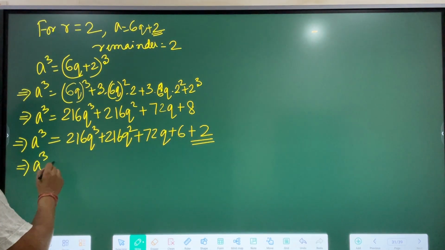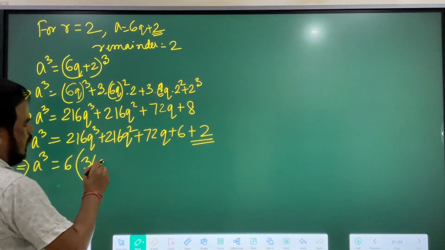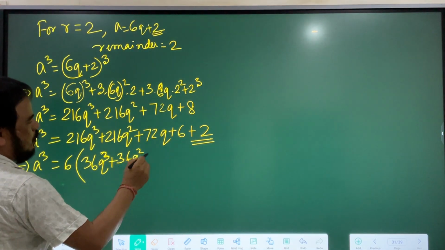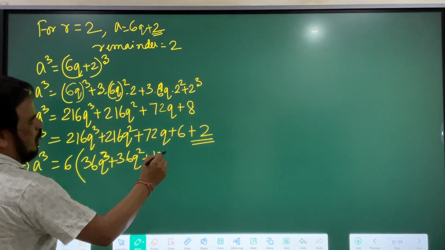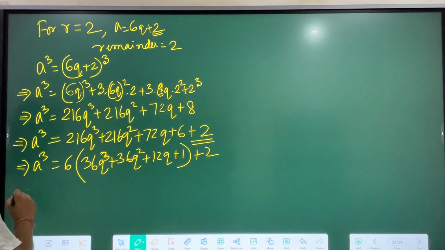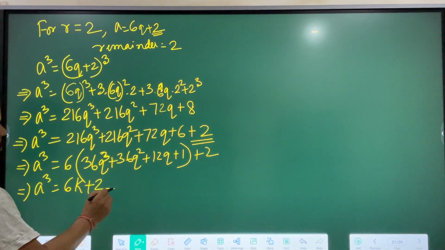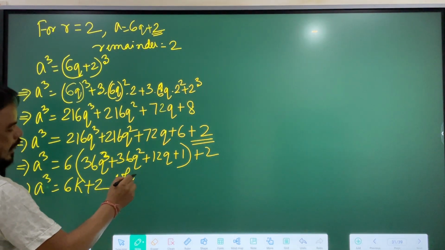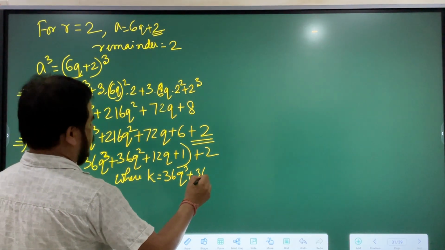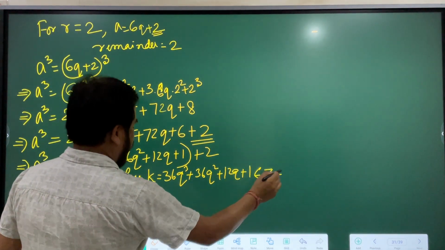Now we will try to get 6. 6 we will take common: 36q cube, 36q square, 12q, 1, then 6 plus 2. So a cube is equal to 6k plus 2, where k is equal to 36q cube plus 36q square plus 12q plus 1 belongs to Z.